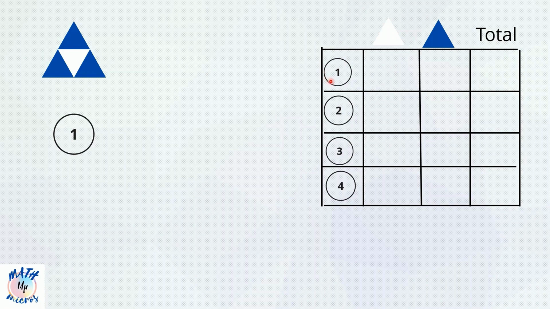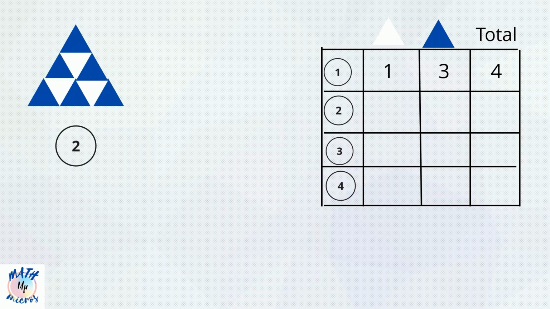Alright, so for the pattern number 1, how many white triangles do you have? You have 1 white and you have 3 blue. So I have represented this like this. So what will be the total? It is 1 plus 3, 4. Alright.